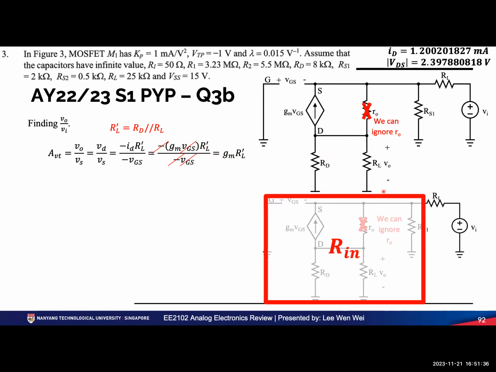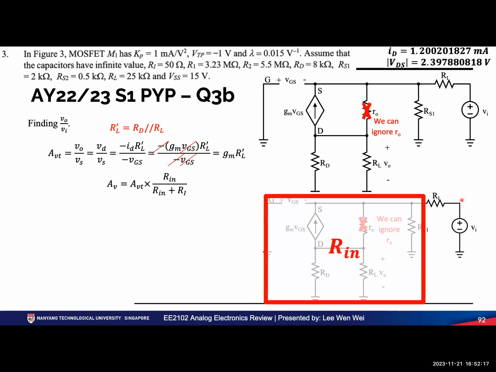You can see, so how to get from VI or input voltage to the VGS? It's just a voltage divider. R in voltage divider with RI, the input resistance. So the gain is actually AV, which is just V out or VD over VS, whichever you want, over R in, which is this R in, the voltage, multiplied by R in plus RI. R in and RI, yeah. So it's VI. Oh, VS to ground.